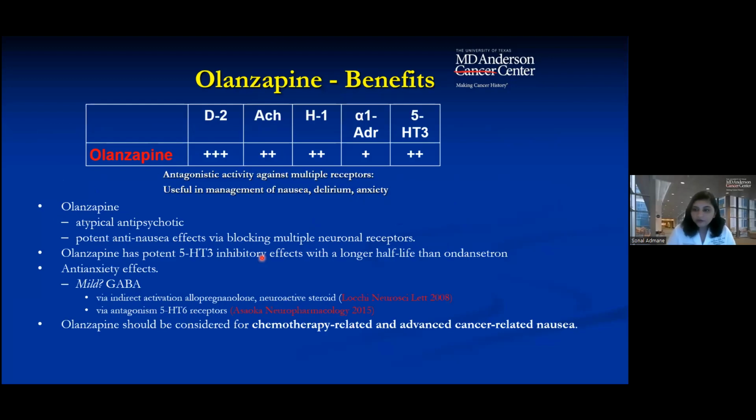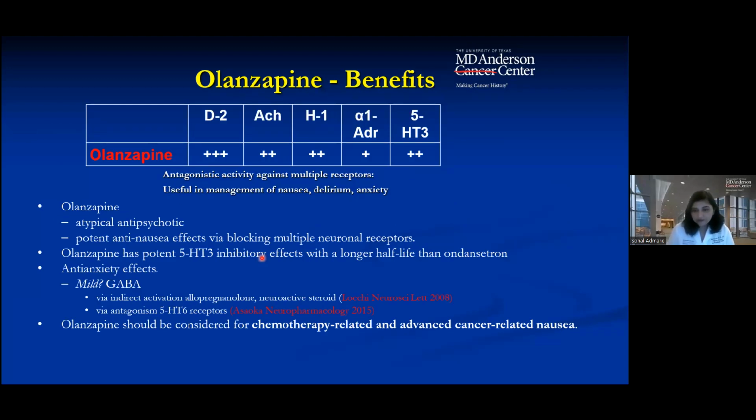So a quick word about olanzapine, because I've been talking a lot about it. Again, it's an atypical antipsychotic, but in lower doses has really potent anti-nausea effects. Multiple receptors are targeted. It also has anti-anxiety effects by mild involvement with the GABA receptors. So we actually do find that when we start patients on olanzapine for nausea, they have improvement in anxiety as well.